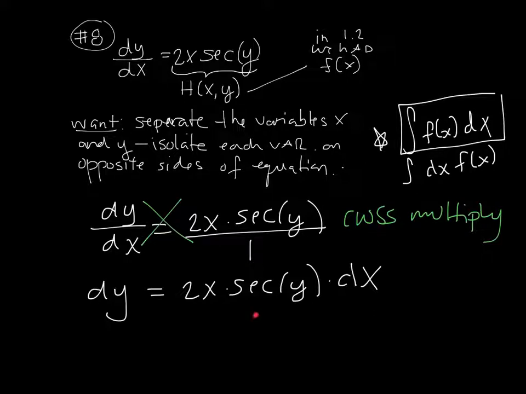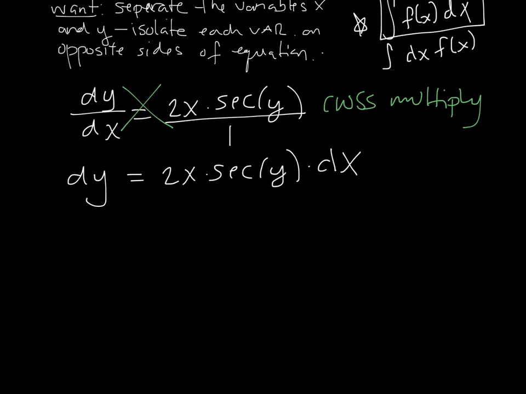Let's move this up. Notice that the left-hand side is the variable y, and the right-hand side is the variable x, a function of y, and then of course dx. I want to move the secant of y to this side because it's with respect to dy. So I'm going to divide both sides by secant of y, or in other words, you're multiplying by 1 over secant of y.